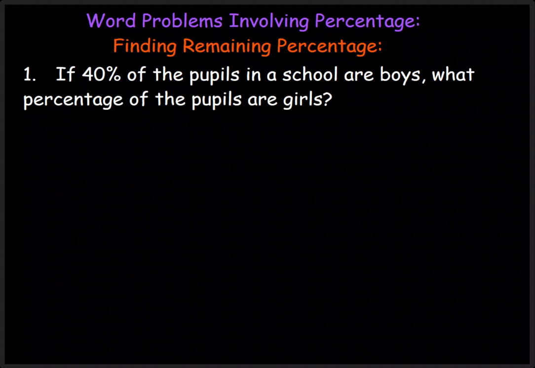Number one, if 40% of the pupils in a school are boys, what percentage of the pupils are girls? I take it again. If 40% of the pupils in a school are boys, what percentage of the pupils are girls?